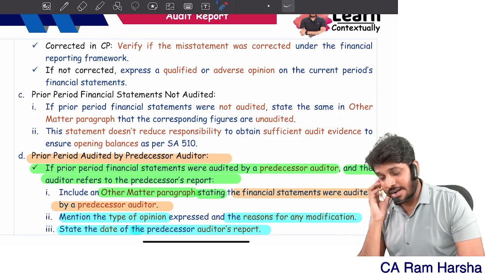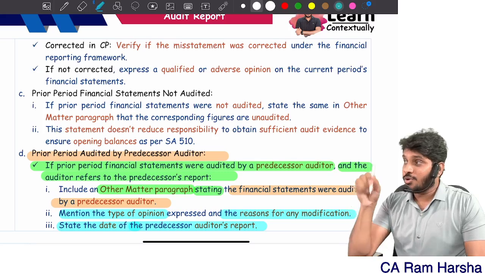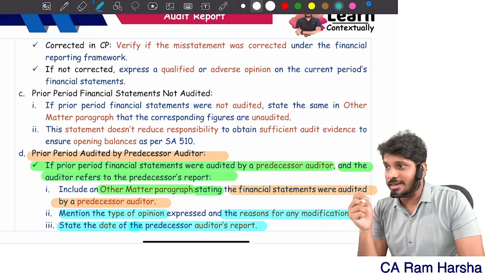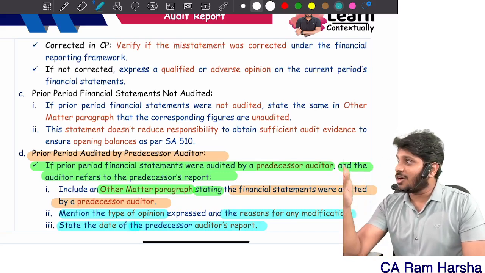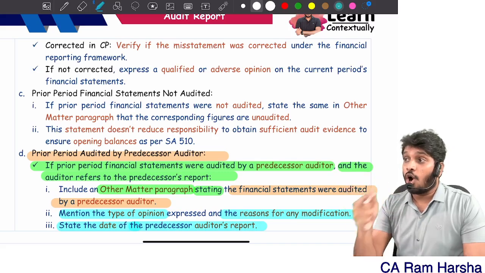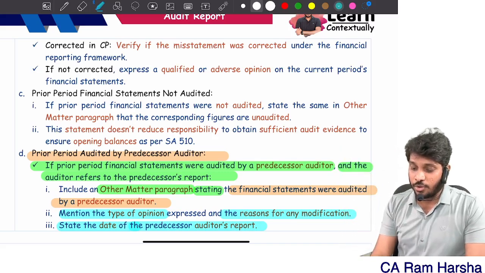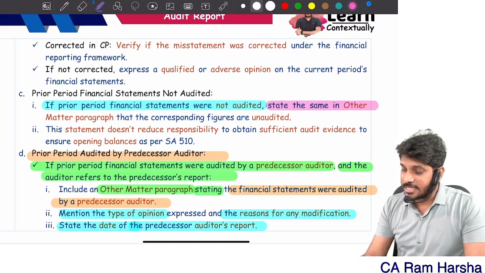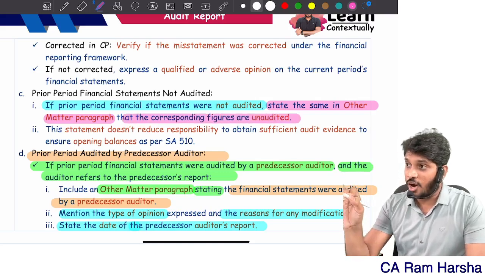Suppose prior period financials are not audited. Now you are giving audit opinion on the current year figures, and opening balances were not audited. What should you do in the current year audit report? If prior period financials were not audited, state the same in the other matter paragraph that corresponding figures are unaudited.